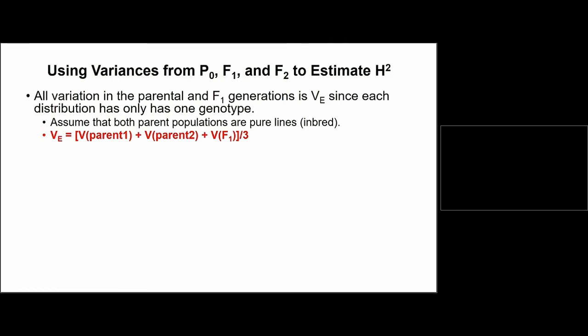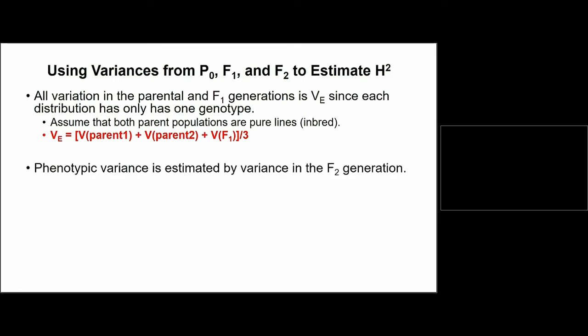Now, assuming that stays the same for our F2, then we're going to say the variation of phenotypes in our F2, or the phenotypic variation, remember that's V sub G plus V sub E, right? V sub E we're going to say is the same as what's up here, so we can use that to estimate our V sub G.